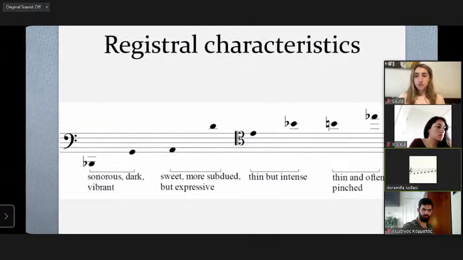We saw that in the clarinet we have different names for the different registers. In the bassoon, there are no specific names. So in the first register, let's call it that, it sounds sonorous, a little bit dark and vibrant. You can hear it. If there are some instruments playing and the bassoon is playing in this register, it sounds with power and you will hear it. It sounds great and you can use it.